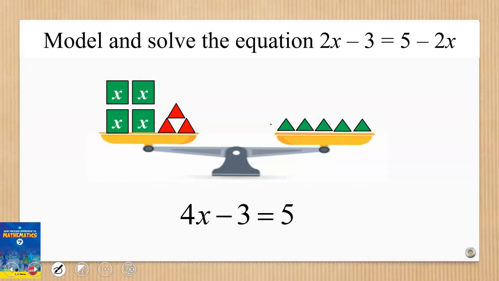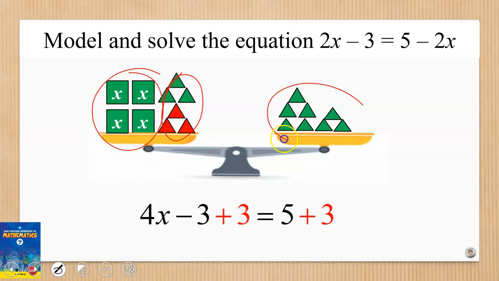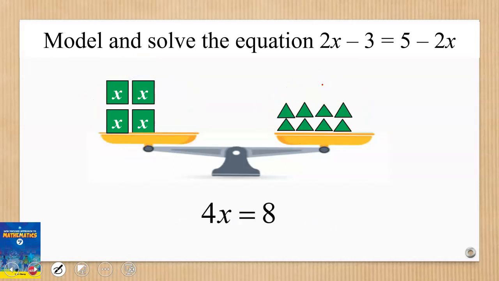Again, we have to eliminate the negative 3 here, so we have to introduce positive 3 of our triangles here, and the same positive 3 here as well. And so when that is done, remember that this whole thing will cancel out, leaving us with only the 4 squares, and then this will add up to give us 8. So we'll get something like this: 4x is equal to 8.